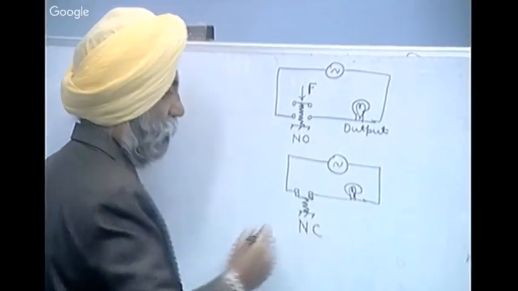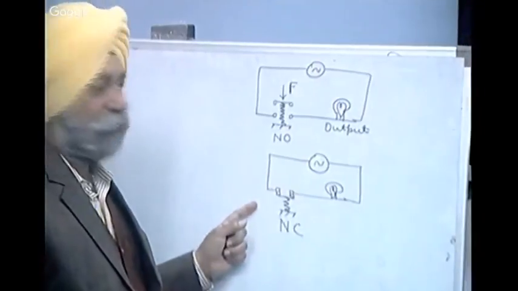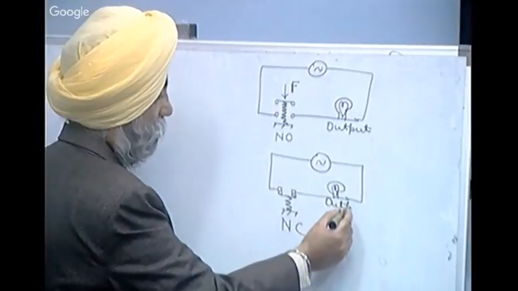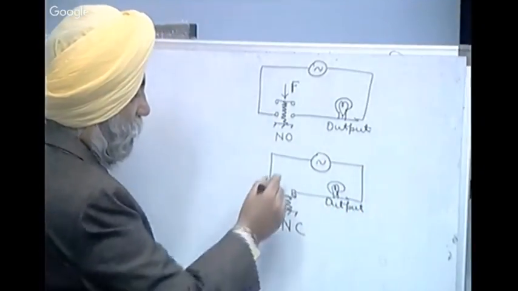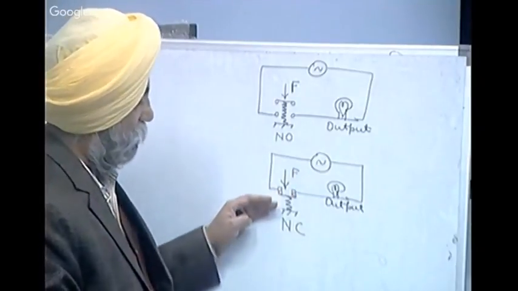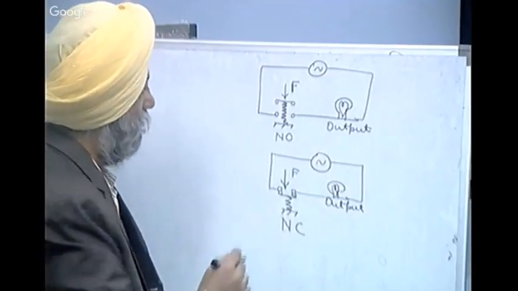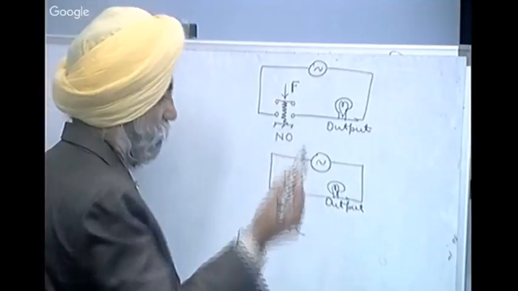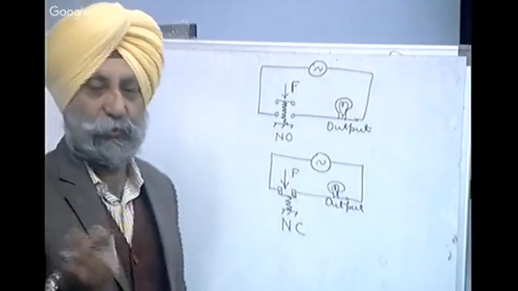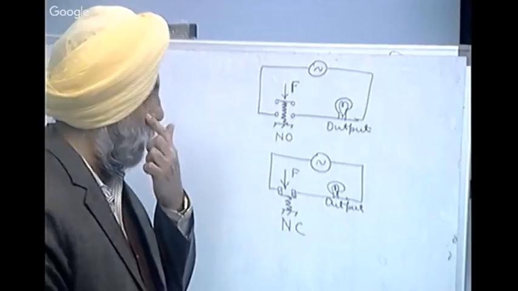This is a normally closed switch. When no input is there, the circuit is complete and the output will work. But if we give some input here, say a mechanical force, then the contacts will open and the circuit will be off. So in similar sensors also we have NO and NC, and this particular sensor we will show has terminals both for NO and NC.